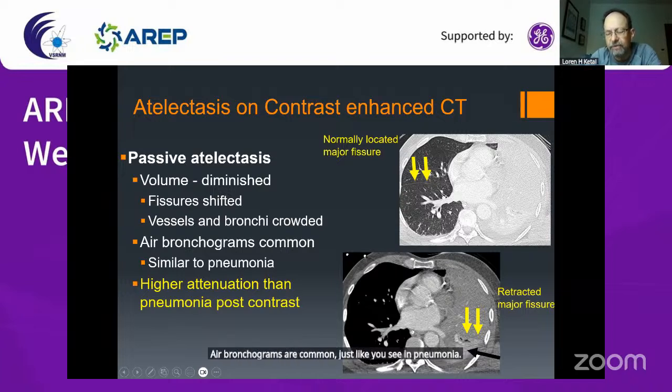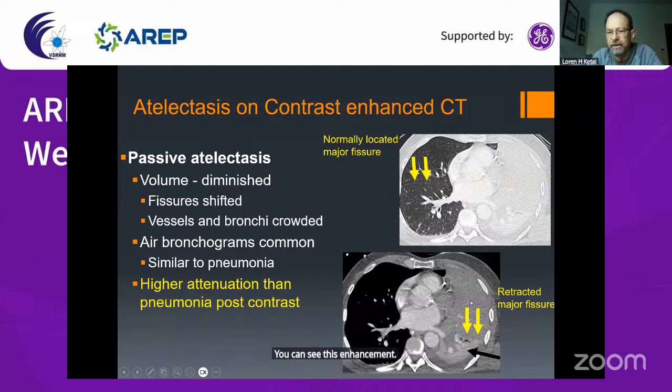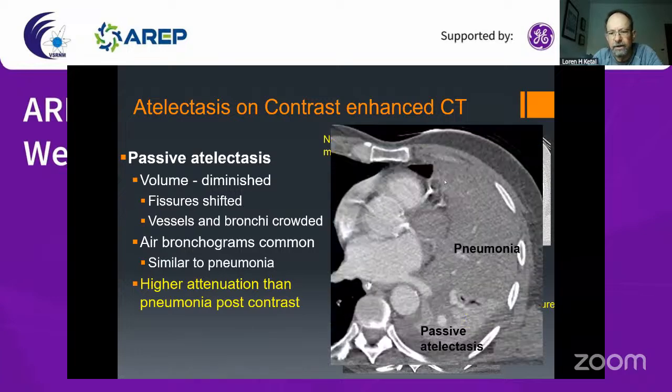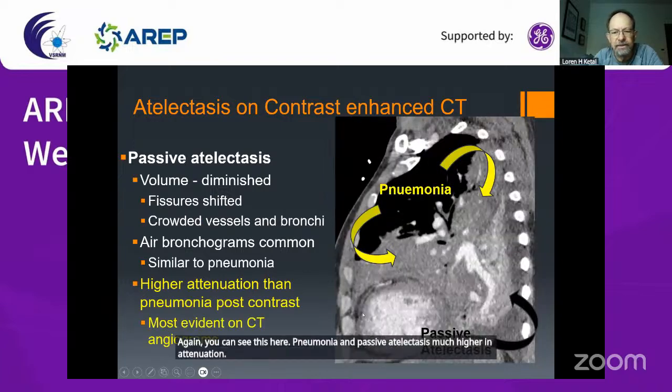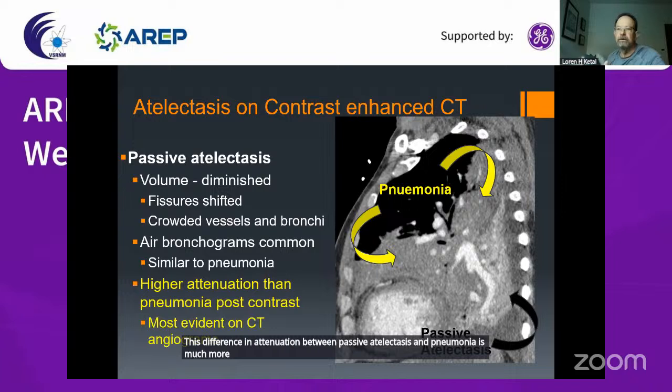But what is different from pneumonia is that passive atelectasis tends to be high in attenuation. You can see this enhancement compared to this large area of pneumonia. Again, you can see this here, pneumonia and passive atelectasis, much higher in attenuation. This difference in attenuation between passive atelectasis and pneumonia is much more evident on CT angiogram. So if you've gotten a CT angiogram to look for an embolism, these findings are going to be more apparent.